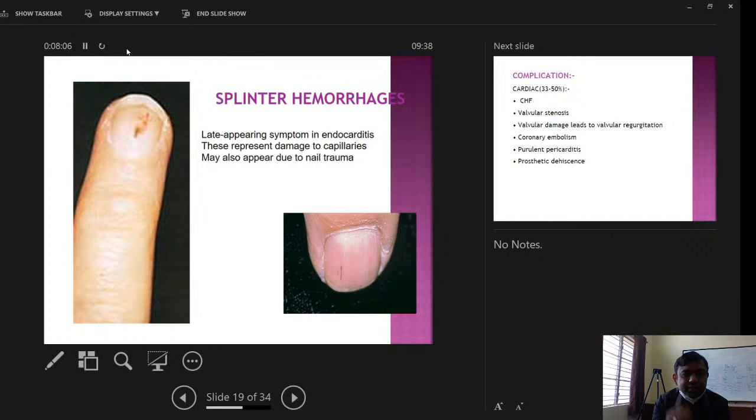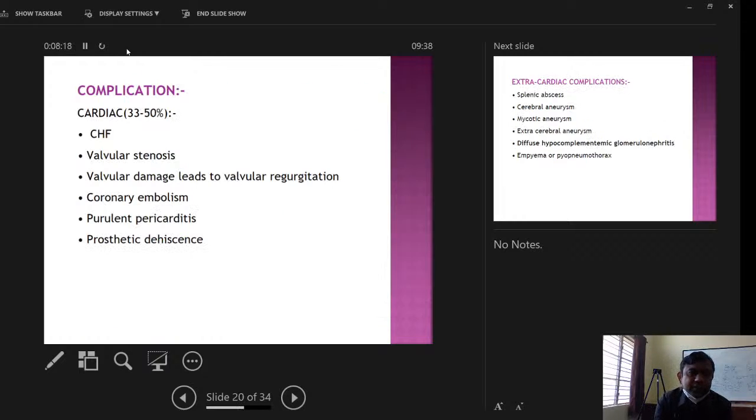And splinter hemorrhages. That is a late appearing sign in infective endocarditis. These represent damage to the capillaries, and may also appear due to nail trauma. Then complications. The complications may be cardiac complications or non-cardiac complications. The most common cardiac complication is congestive heart failure, and structural damage of the valves, that is either regurgitations or stenotic lesions, and embolic episodes, purulent pericarditis, and prosthetic dehiscence.